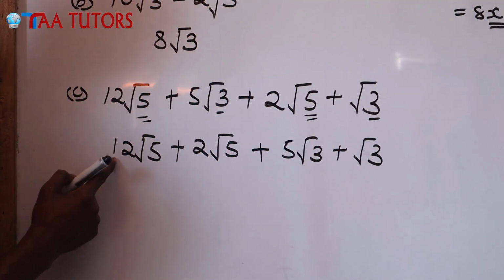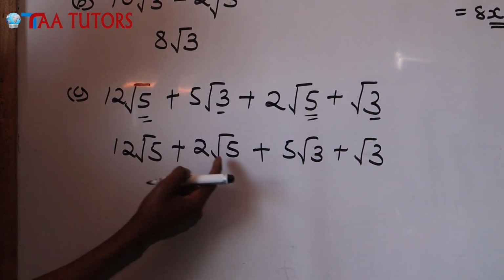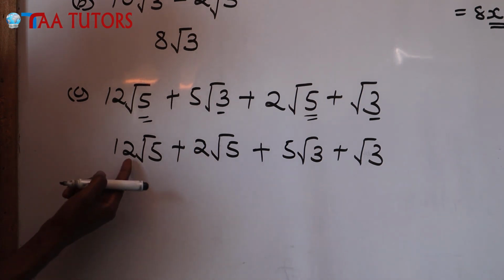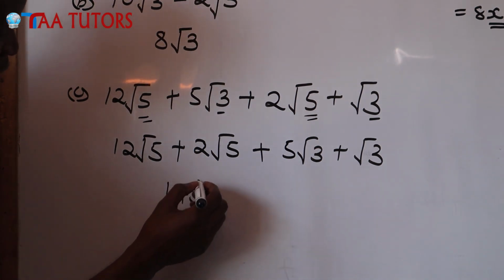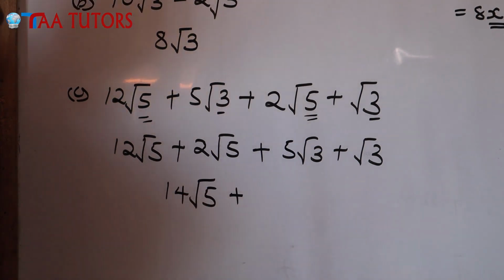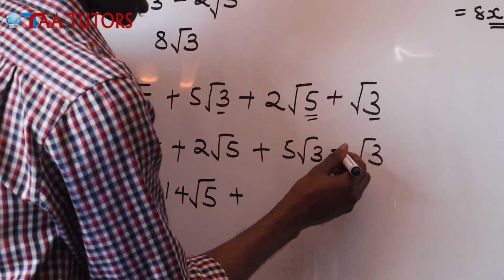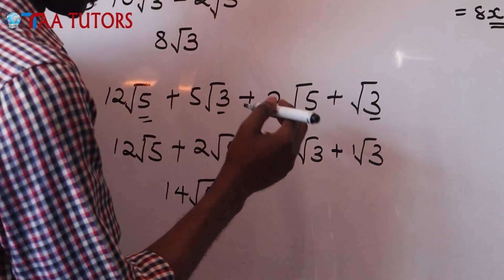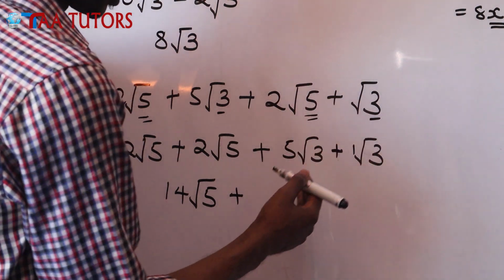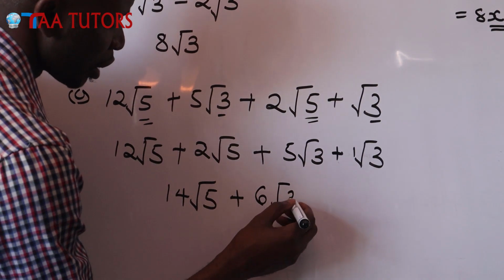So if we add 12 plus 2, because what you need to add is the coefficients, 12 plus 2 is 14. 14 SAD 5 plus 5 SAD 3 plus SAD 3. If it is SAD 3, it means it is 1 SAD 3, so there is a silent 1 there. So 5 SAD 3 plus 1 SAD 3, we expect to have 6 SAD 3.